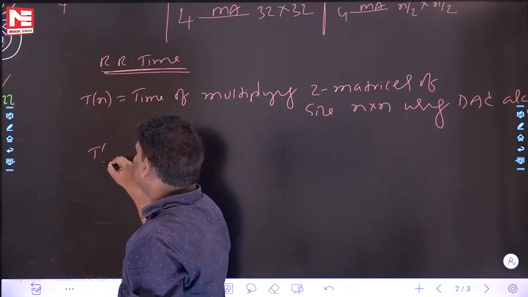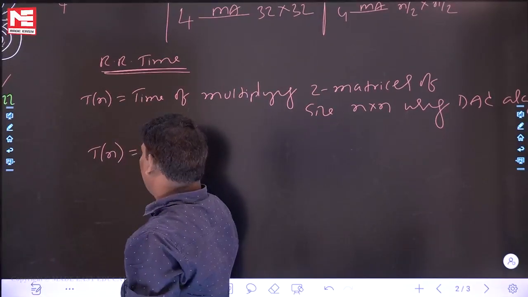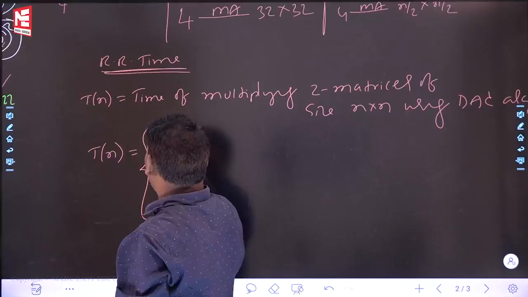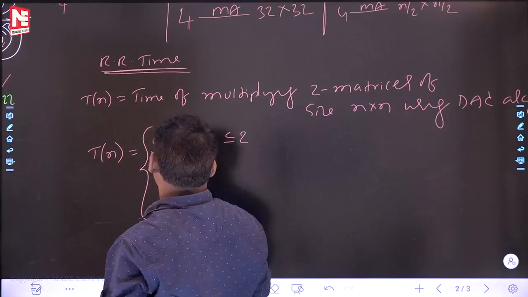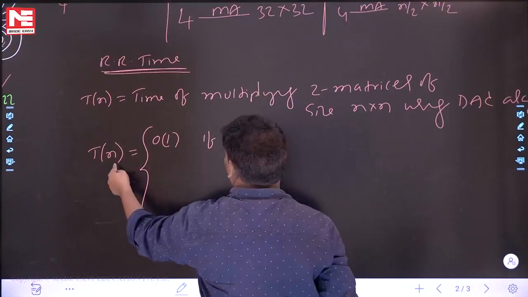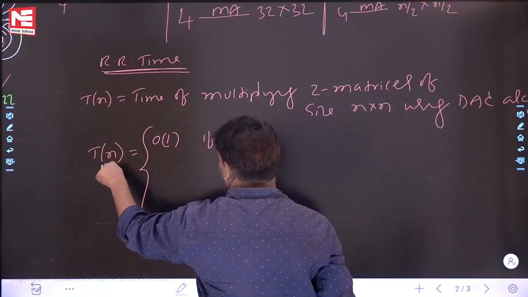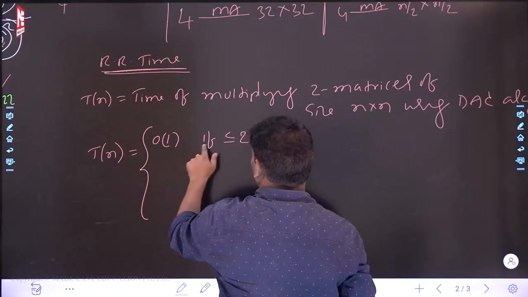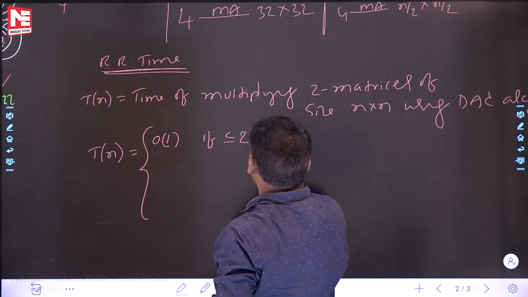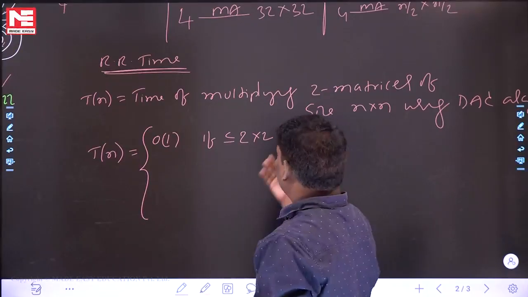You know very well the recurrence relation. Let me write it. T(n) is equal to constant time when n is less than or equal to 2. Multiplying 2 matrices of size n by n, the time complexity using this algorithm, T(n), is equal to order of 1 if the size is less than or equal to 2 by 2.